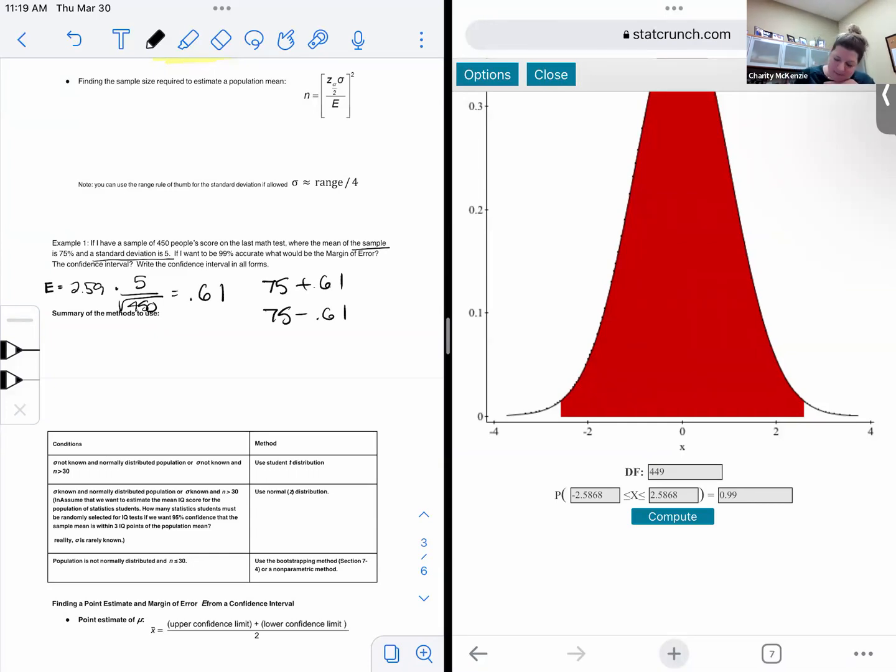what is 75 minus 0.61, which is going to be 74.39 less than, and now we use the mean symbol, not the P. It's not a proportion. It's about the population's mean. So we use a population mean symbol. And then we have 75.61 here. So we're 99% confident that everybody will be between 74.39 and 75.61, or their average would be.